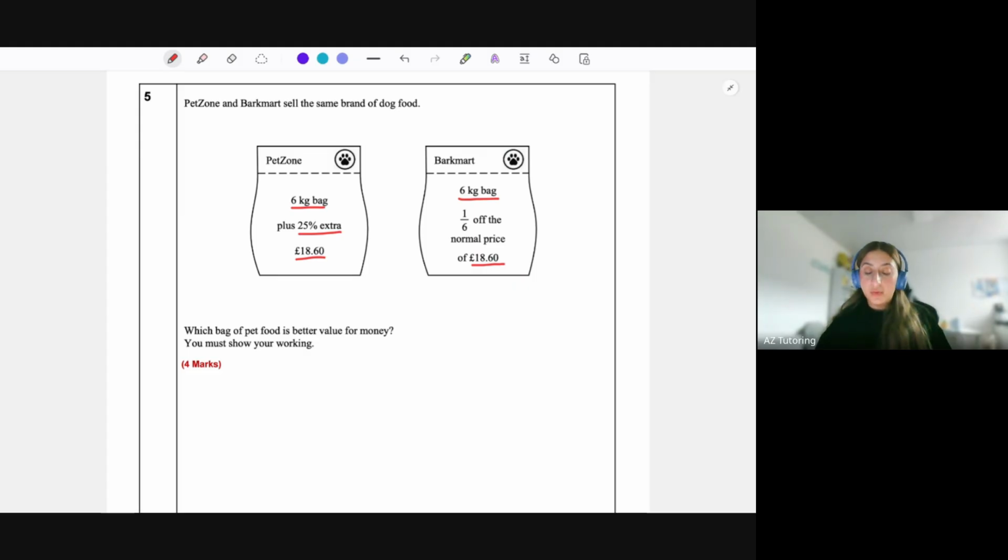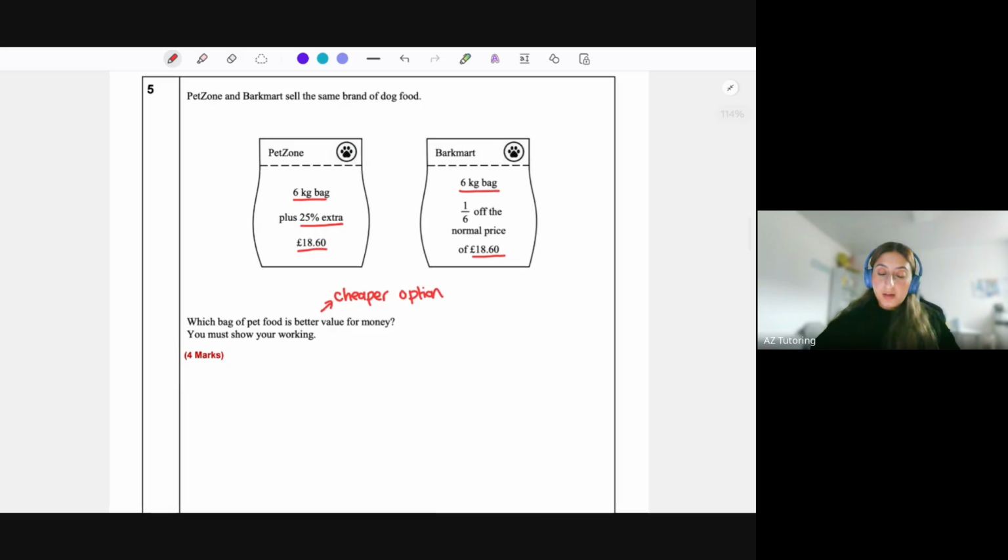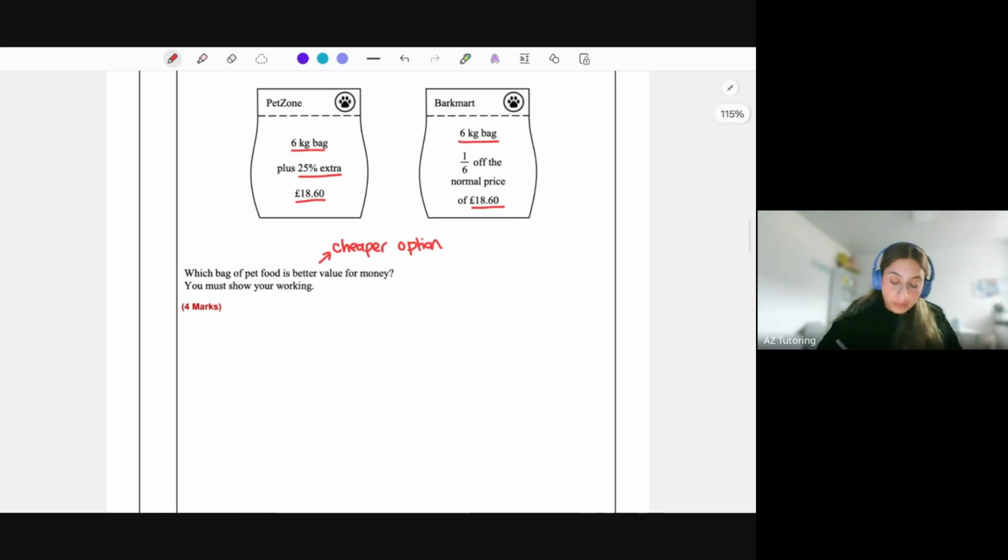So the better value for money will be the cheaper option. So we need to work out for the same amount of kgs, which one is giving us the better option. They've worded it a bit complicated, differently. So let's do it step by step. Let's do PetZone first.